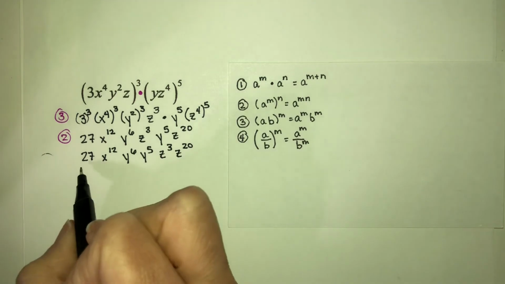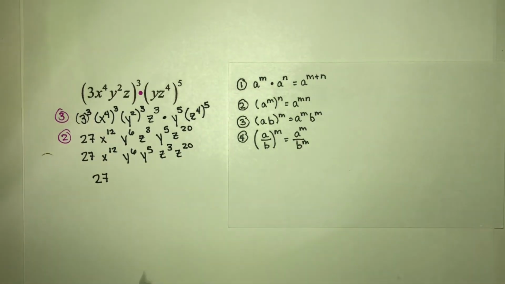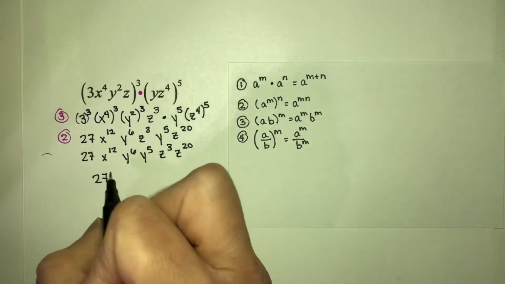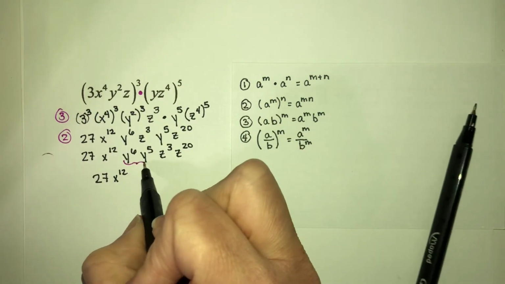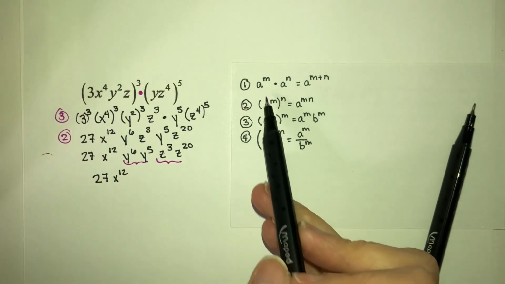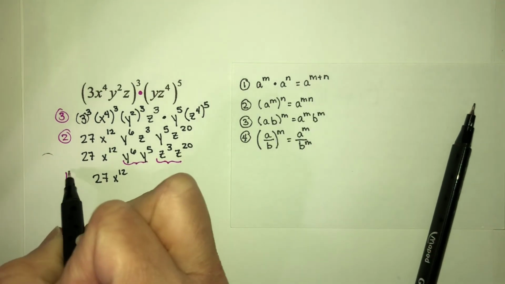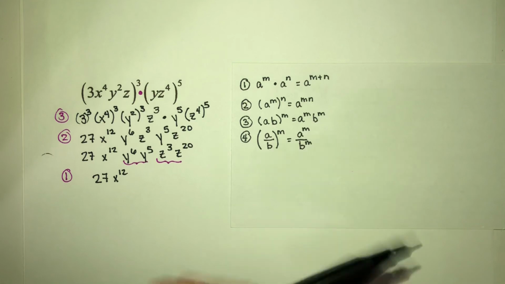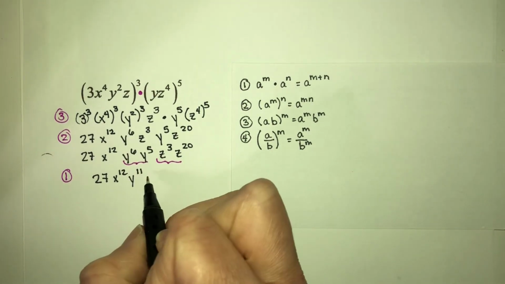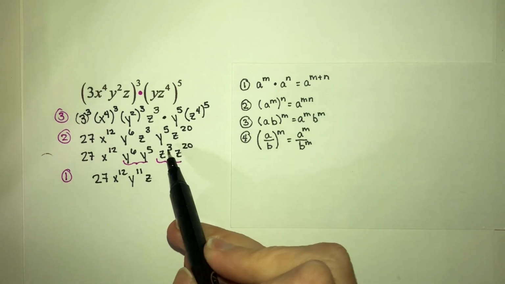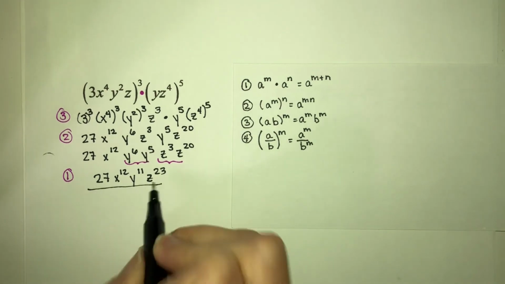Okay, so there's no other just number, so the 27 is part of my answer. This is the only x I have, so it stays x to the 12th. Now here and here, what I have is I have the same base multiplied together, so I add up those exponents. This is property number 1, and I get y to the 6 plus 5 is 11, z to the 3 plus 20 is 23. All of this is your answer.